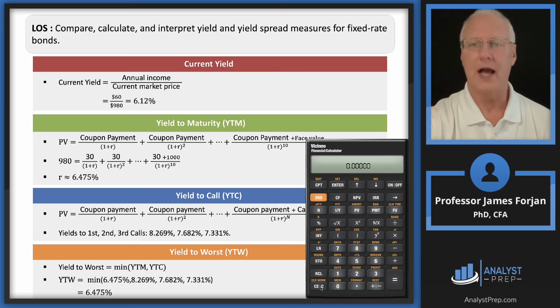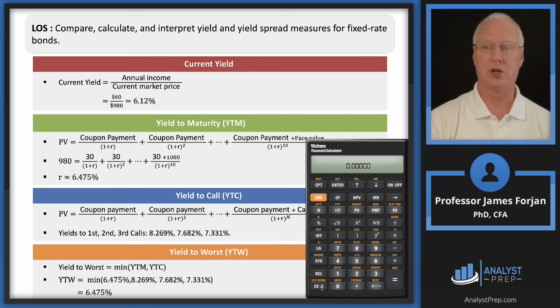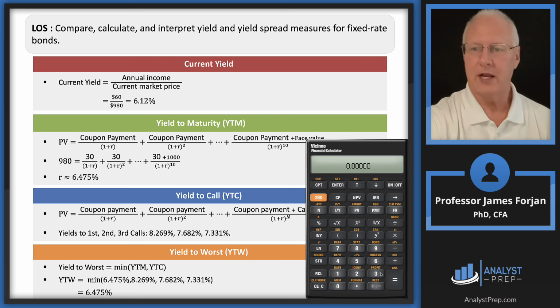All right, let me clear that out. Let's go ahead and do yield to call. So what did I say? We need to make a couple of adjustments. Well, one of the adjustments is not the payment, right? That's still 30. One of the adjustments is not the price. That's still 980. Make that negative.